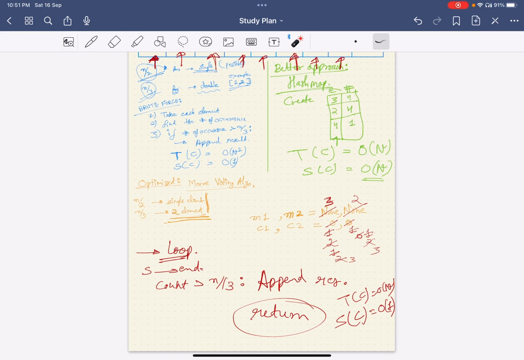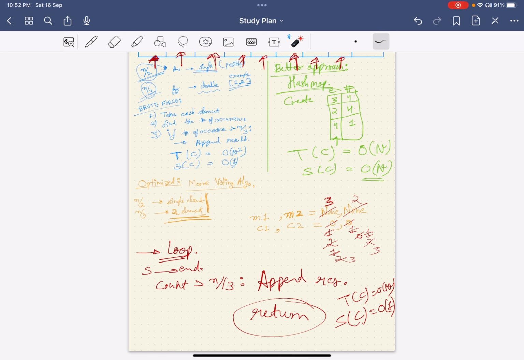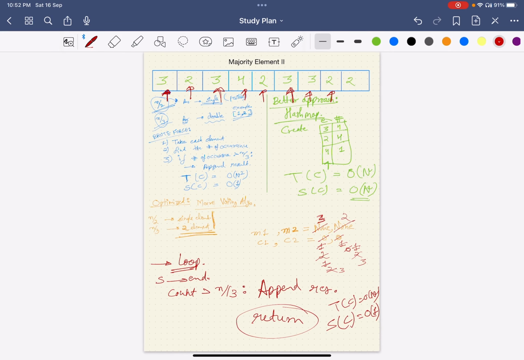Let's suppose someone in the future asks us to figure out more than n/4 times. In that scenario, three elements are possible, so three variables will be there, A, B, C, and the counts, and we have to apply this algorithm. So this is all about the majority element problem 2.